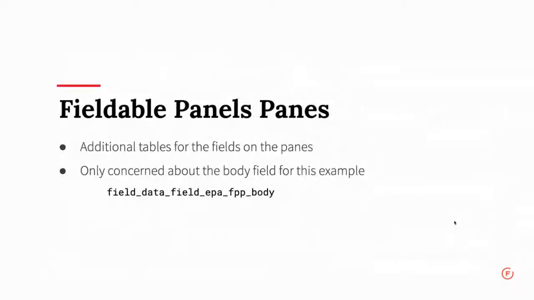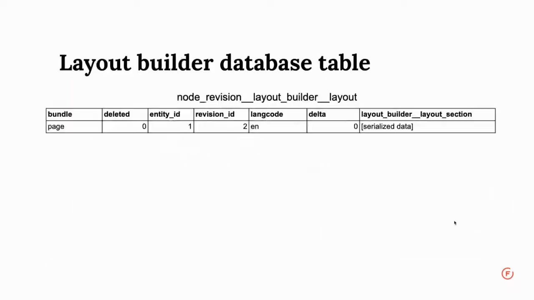All right. I did have another slide here about fieldable panels panes, just to reiterate, there's additional tables for the fields that are stored on those panes. And since that first one is a fieldable panel pane, we're going to be pulling some data from this additional field, which is field_data_field_epa_fpp_body. Memorize that. No, it's really not important to remember.